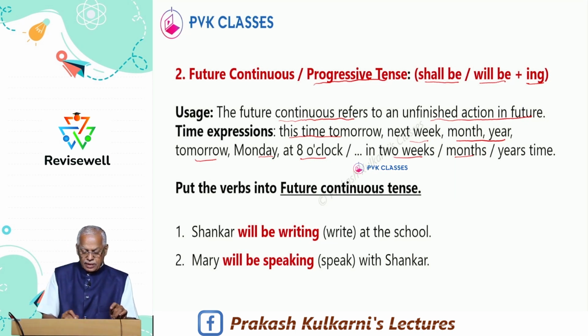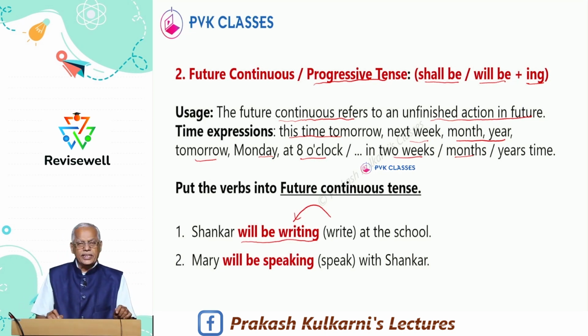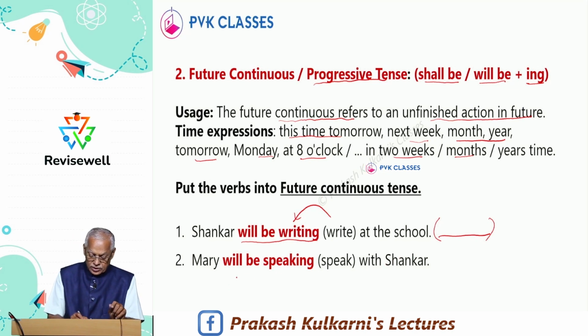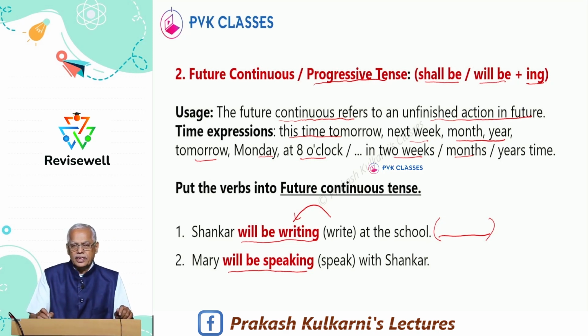Now, let us study 2 examples here. Put the verbs into future continuous tense. Now, Shankar write at the school. So, here the correct tense form of the verb is will be writing. Here it is not given, but time is understood, at 10 a.m., at 11 a.m. Mary will be speaking with Shankar. So, will be speaking with Shankar maybe after 10 minutes, like that. So, shall be, will be, ing is a future continuous action.